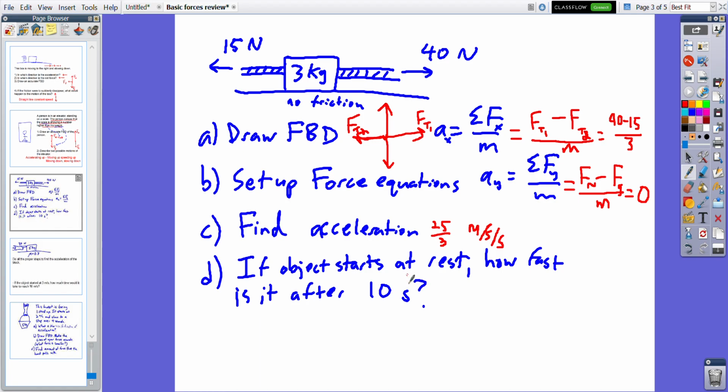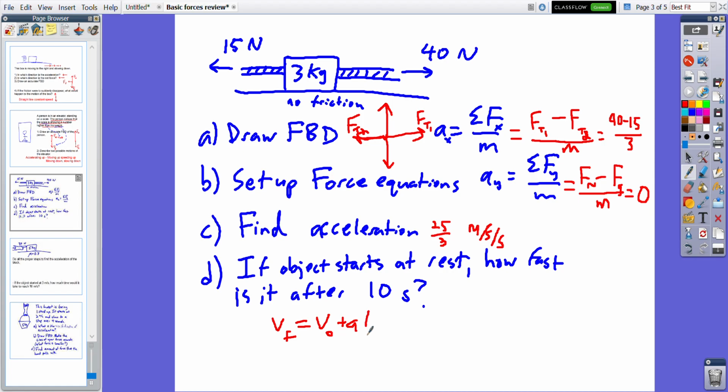All right, and then part D, this is one of those three kinematic equations. Remember, you had the velocity equation, the position equation, and the timeless equation. So you have to choose one of those three that makes the most sense. All right, so does it involve time? Yes, it involves time because I have 10 seconds here. Does it involve velocity or does it involve position? Well, I'm asking how fast it's going, so this involves velocity. So I'm going to use the velocity equation.